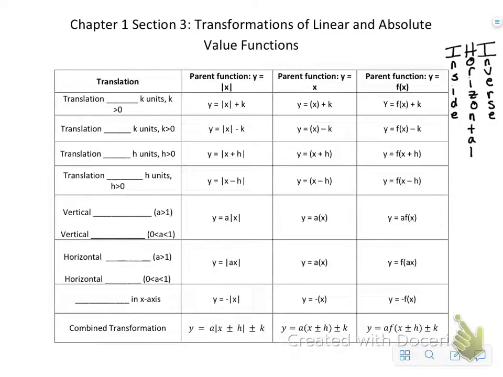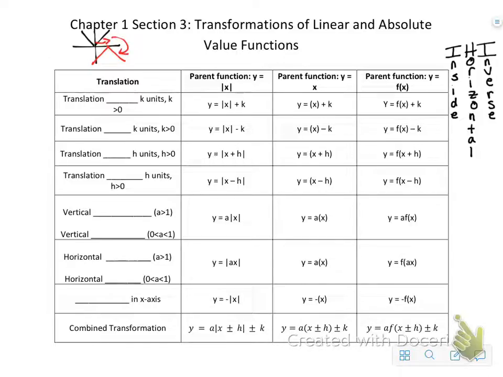Hello, welcome to transformations of linear and absolute value functions. Every single function we deal with is going to have to be transformed in some way, shape, or form. It's normally up, down, left, right, stretch, shrink, and reflections. All that means is that you're taking the graph, and instead of it being at your parent function, you're going to move it. So that's to the right, and it's a reflection because it goes from top to bottom.